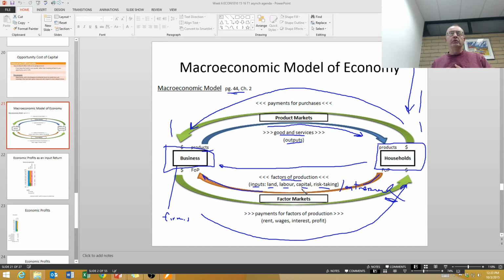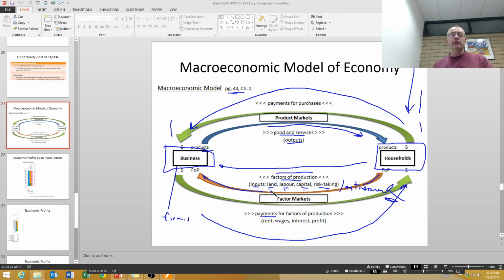But so we have these, in classical economics, four classes of factors of production: land, labor, capital, and risk-taking. And in classical economics, we have a return corresponding to each one of those factors. Each one of these payments has a special name, and we'll come back to them in macro.